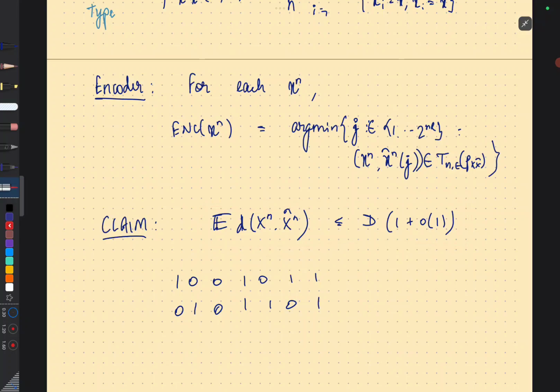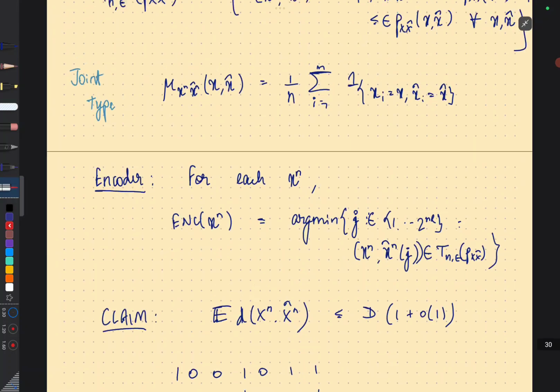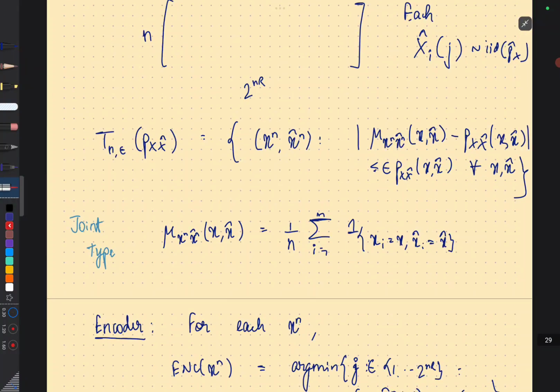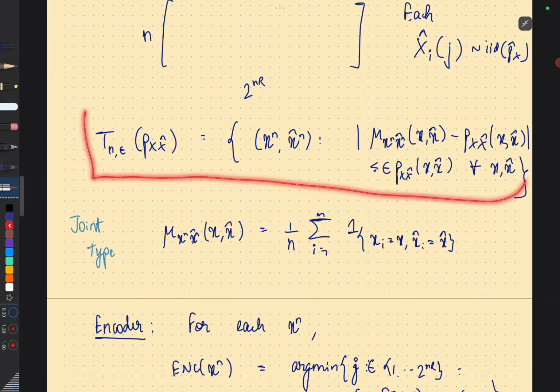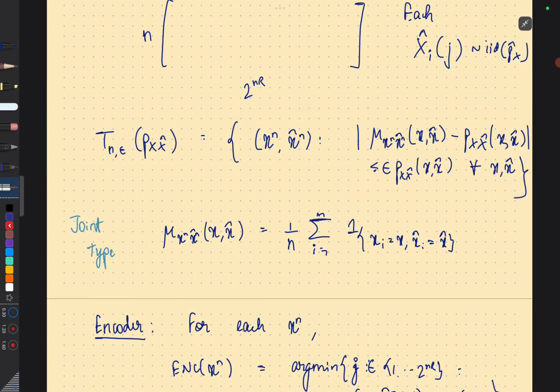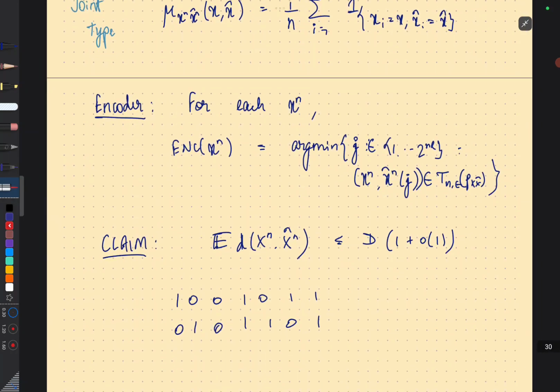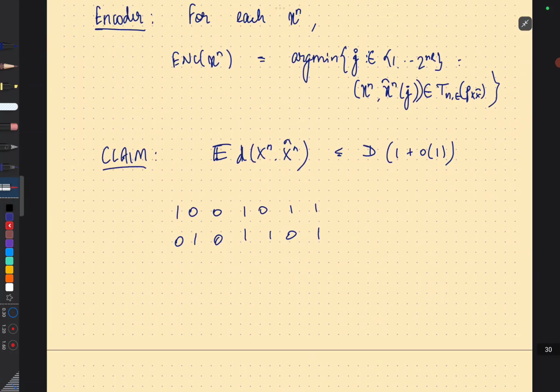So remember, we're picking the code book completely randomly, independently of the source sequence. So you generate a random code book. This code book is known both to the encoder and the decoder. All right? And the decoder and the encoder basically use this jointly typical set to encode.